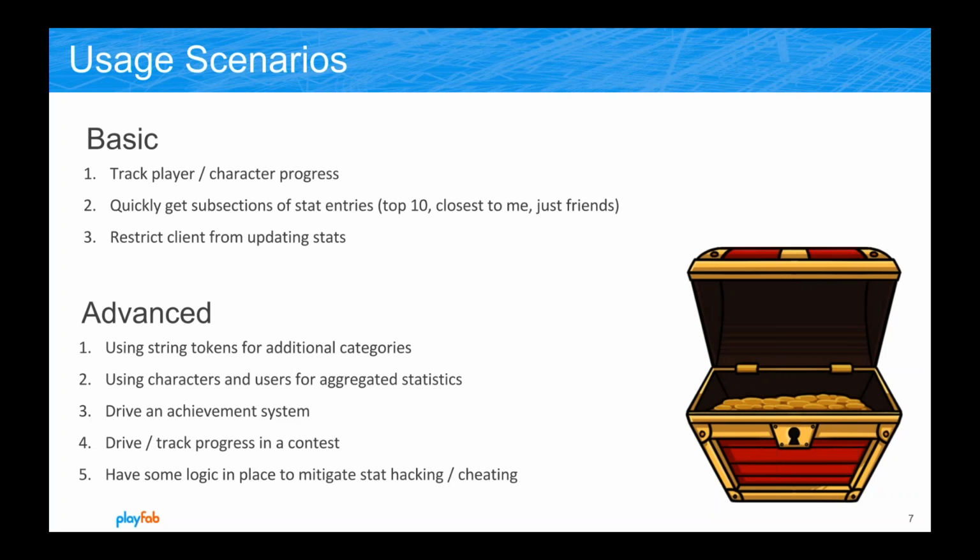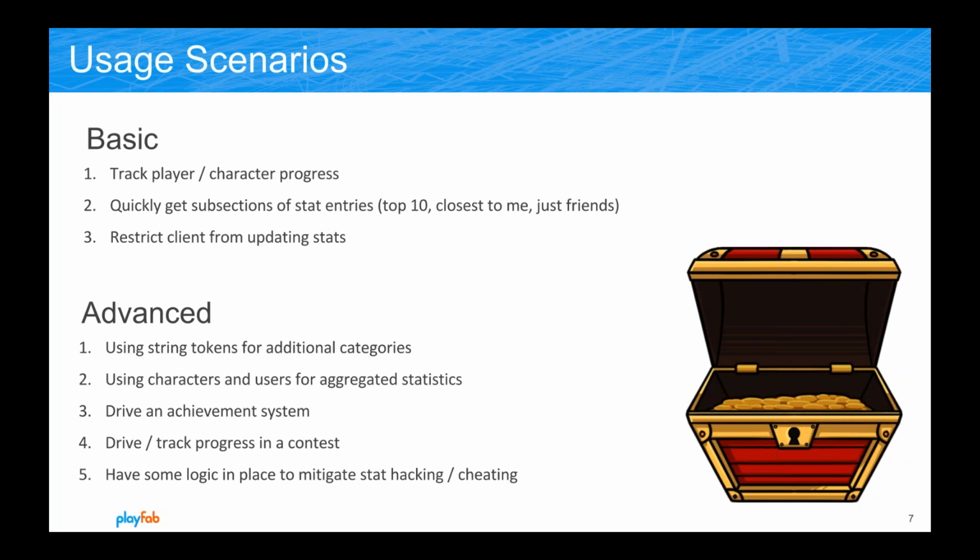All right, now some basic use case scenarios as well as some advanced use case scenarios. So for the basic ones, this system easily tracks player and character progress. You can quickly get subsections of stat entries, whether you want the top 10, the closest to me, or just my friends, as well as restricting clients from updating stats. And that is more of a hacking prevention, or not trusting the client type of behavior.